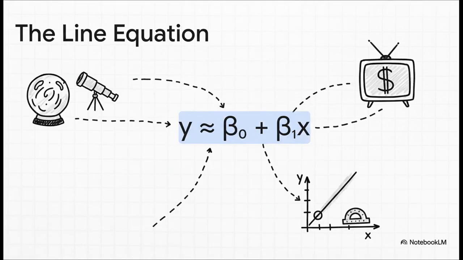And this is where we turn that visual idea into a powerful little formula. Every straight line in the universe can be described by this equation. Y is just what we want to predict, in our case, sales. And X is the thing we already know, our TV ad budget. The other two symbols, beta 0 and beta 1, are the two magic numbers our model has to figure out. One tells us where the line starts on the graph, and the other tells us how steep it is.